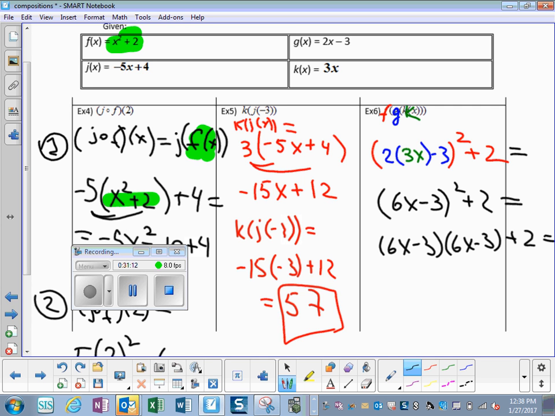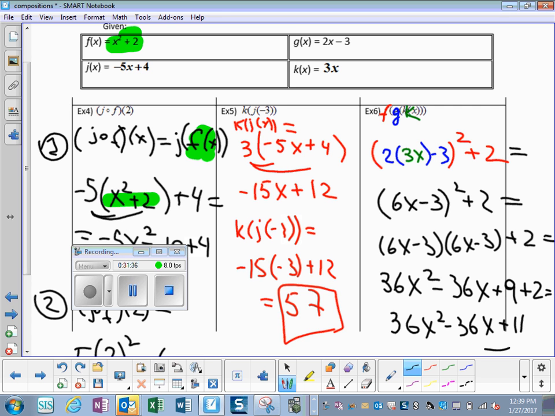So when I FOIL, what do I get? 36x squared minus 18x and then another minus 18x, right? So minus 36x and then plus 9 plus 2. I can still simplify because I have these two numbers here which I could combine. And now I'm done.